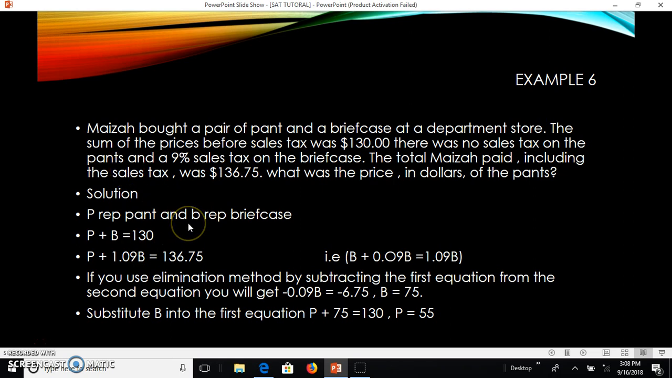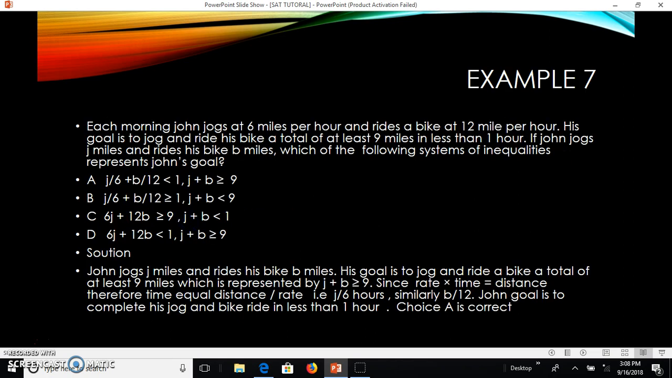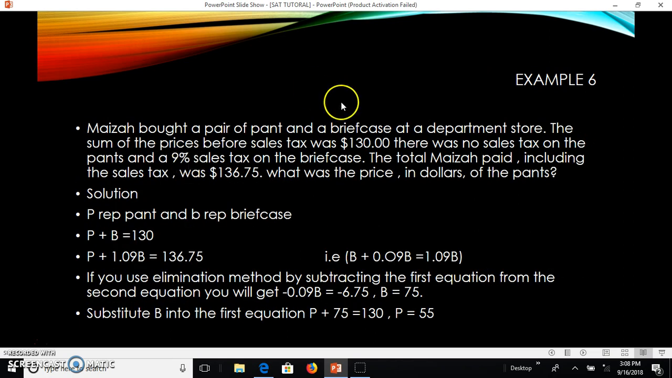Look at it. Desire bought a pair of pants and a briefcase at the department store. The sum of the prices before sales tax was $130. There was no sales tax on the pants and a 9% sales tax on the briefcase. So the total Desire paid, including the sales tax, was $136.75. What was the price in dollars of the pants?